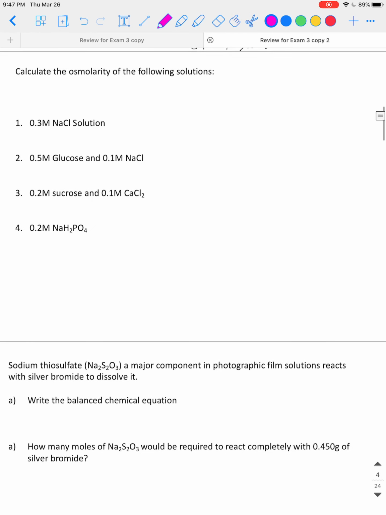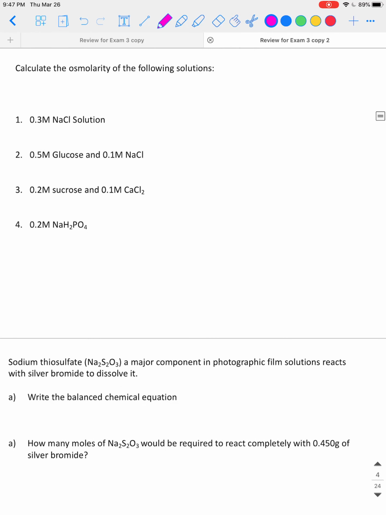Move on to the next one. All right, this says calculate the osmolarity of the following solutions. So first off, before we even begin, I'm going to write out what osmolarity is.